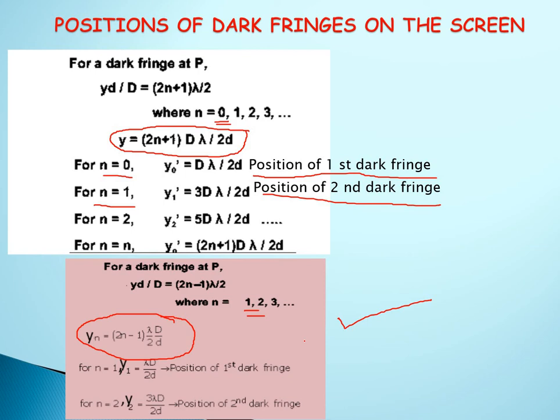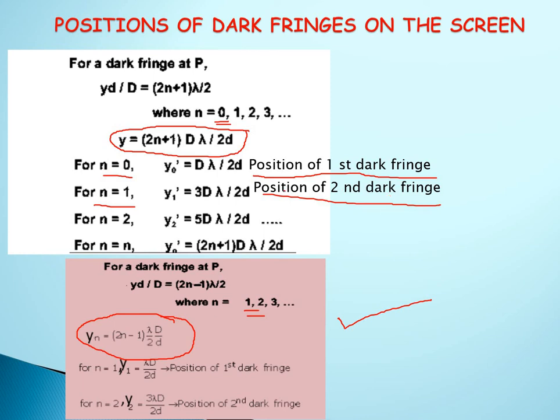Children, I will make it clear once again. We have two equations for the position of dark fringes. One is y is equal to (2n plus 1) lambda D by 2d, where n starts with 0. The second equation is (2n minus 1) lambda D by 2d, where n starts with 1. The problem with this is, only if you are very clear about the concept will you be able to do it. Because when n is equal to 0, that goes for the first dark fringe. When n is equal to 1, that goes for the second dark fringe, not for the first.